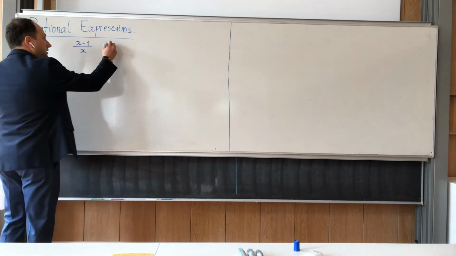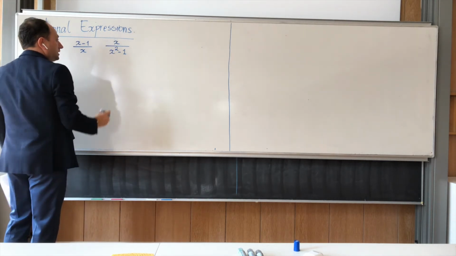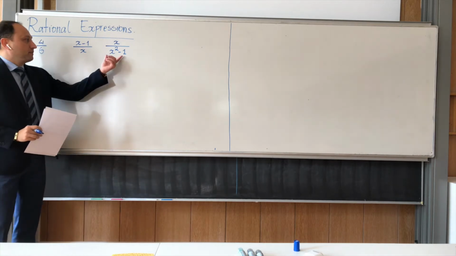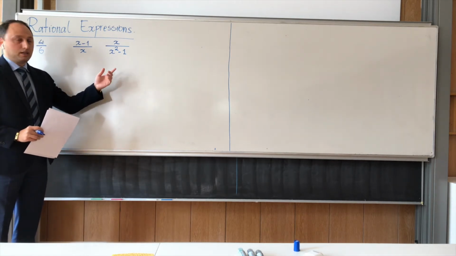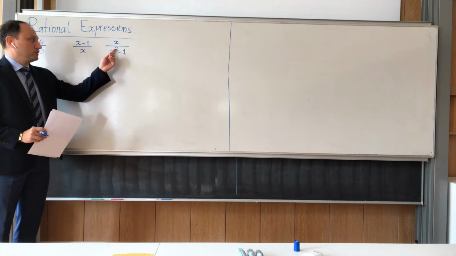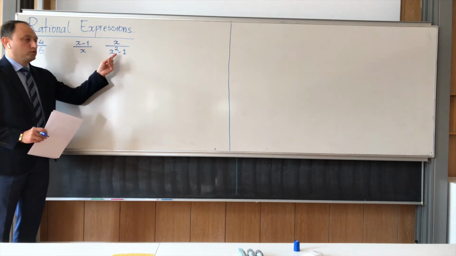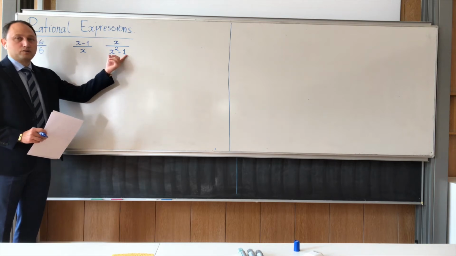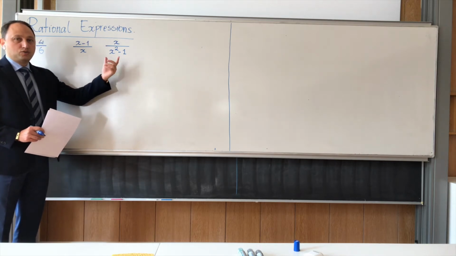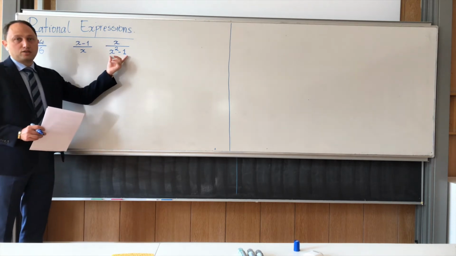For example, this expression x divided by x squared minus 1 is not defined if x is equal to 1 or minus 1. If x is equal to 1, 1 squared is 1, 1 minus 1 is 0, the denominator becomes 0. The same argument holds for minus 1. Except 1 and minus 1, this is defined for every possible value of x. So that is called the domain of validity, or the domain of the rational expression.